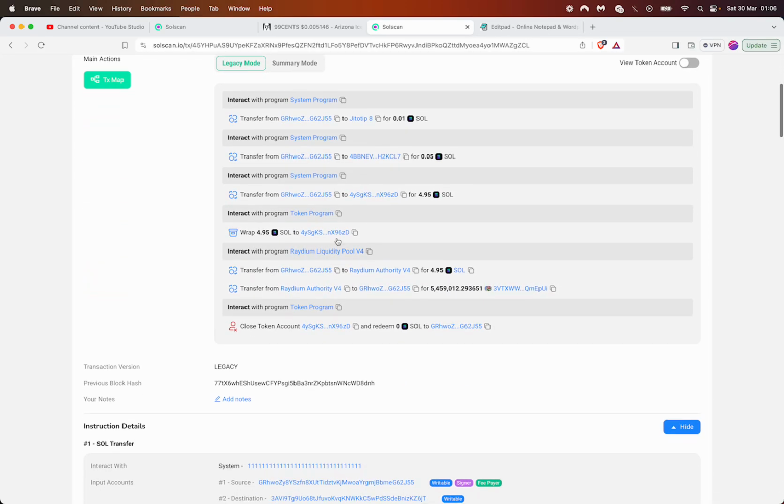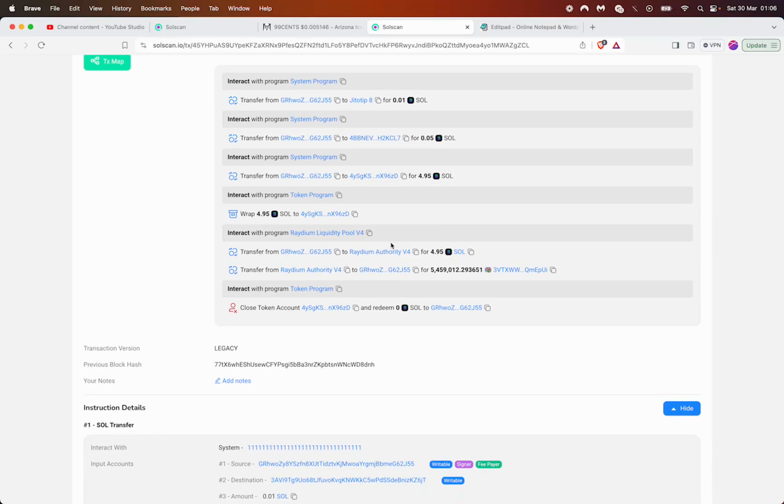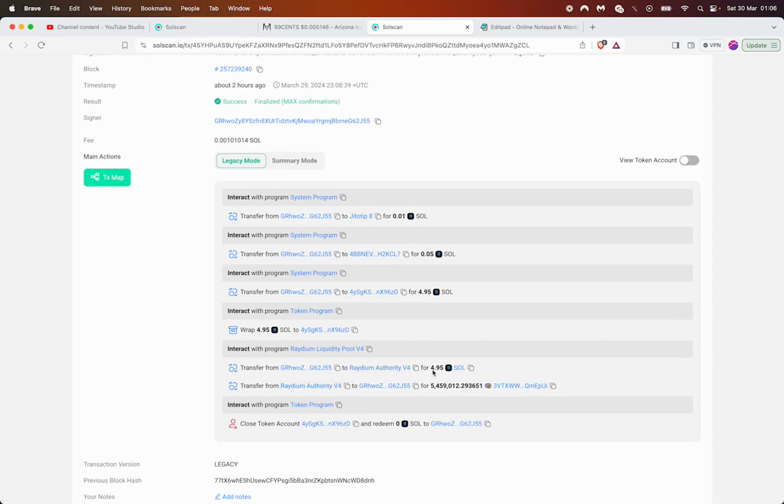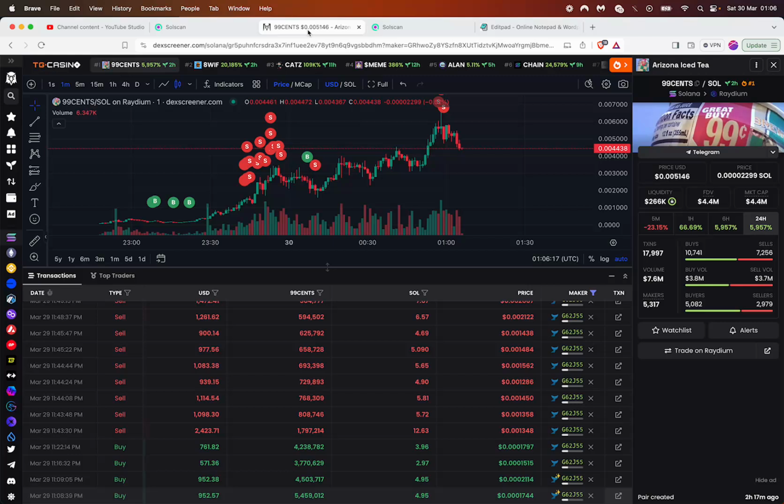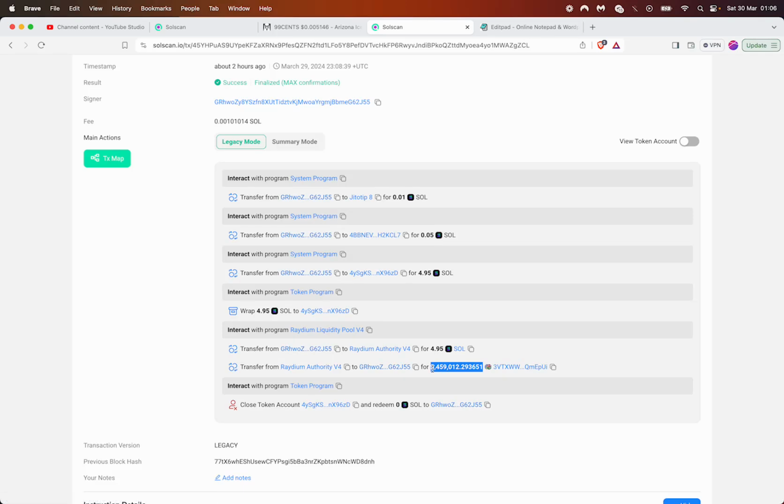This particular user swapped. He gave Raydium 4 and he got back the token. So this is the same as what you see here, where he did the 4.95 and in return he got 5.4 million of the token. So it was a swap transaction.